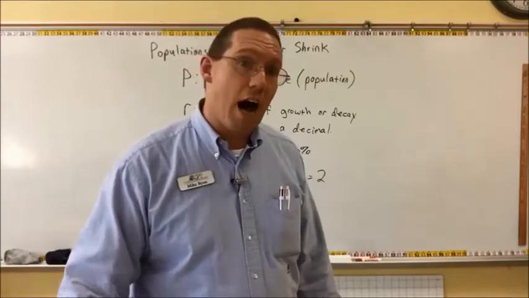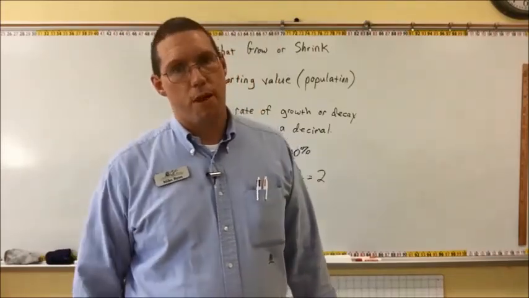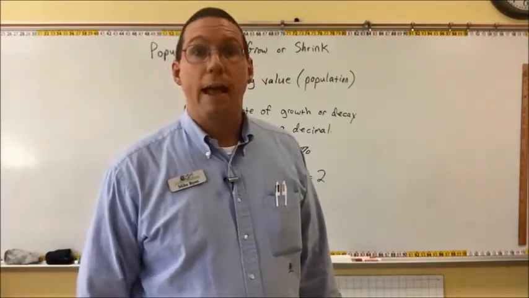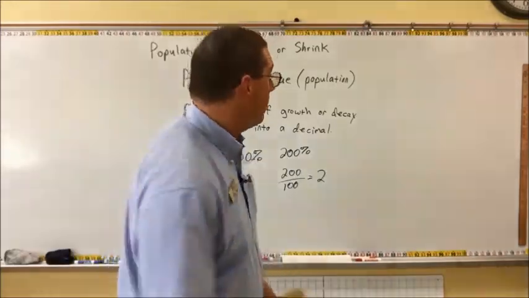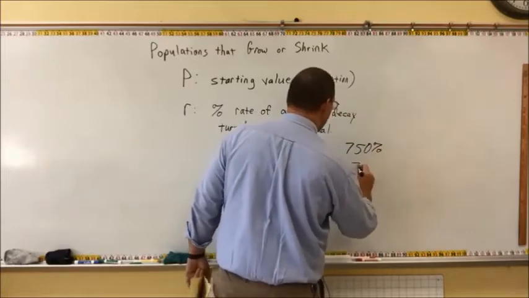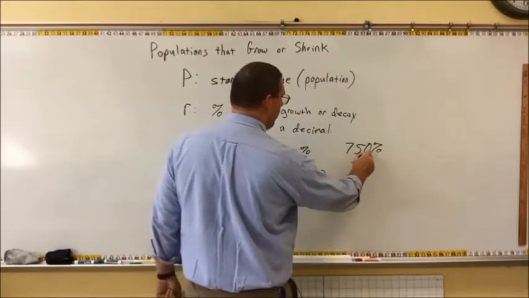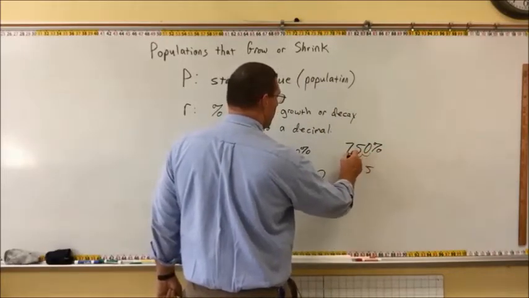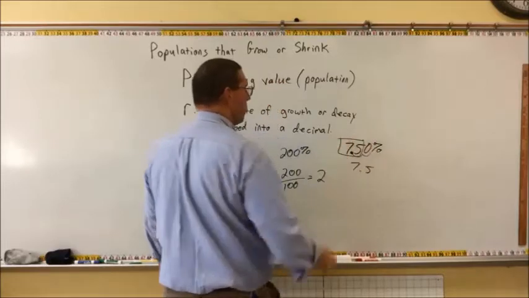500% is equal to 5. 700% is equal to 7. And 750% is equal to 7.5, because we're moving the decimal point over 2 places. And if we put it right there, we have 7.5.